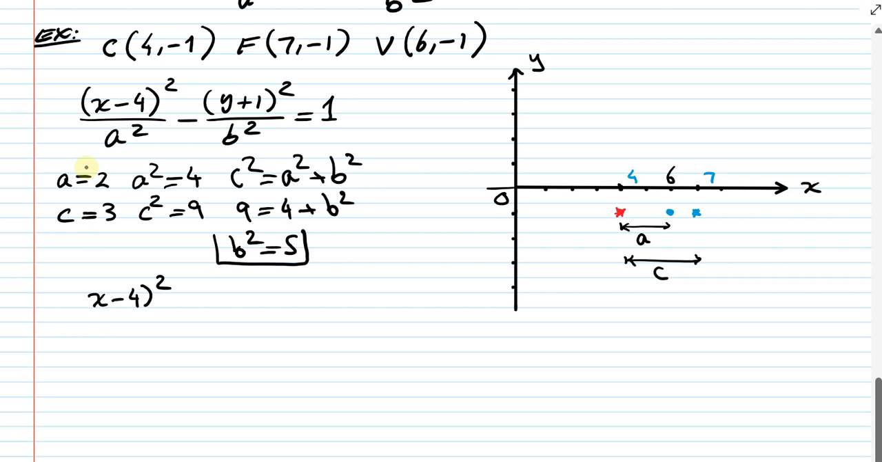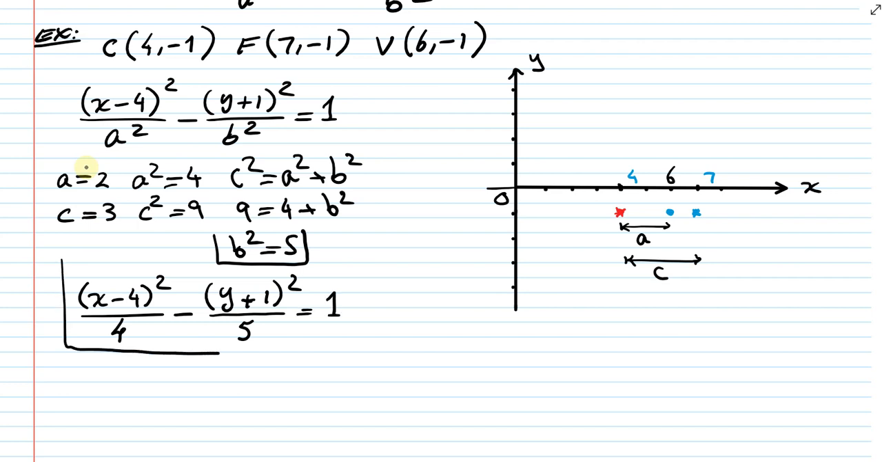All right, perfect. So we actually have the equation at this point, don't we? It's (x minus 4) squared divided by a squared, which is 4, minus (y minus 1, which is plus 1) squared, divided by b squared, which is 5, equals 1. And this is the equation of this hyperbola. Now let's graph it. From here, b is plus or minus root 5. Okay, I'm going to need that when I do my fundamental rectangle.